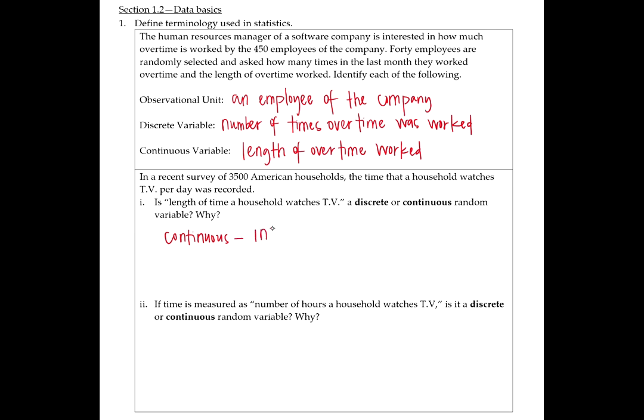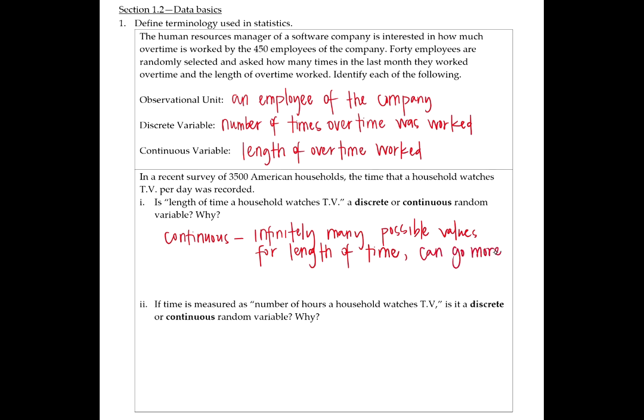There are an infinite number or infinitely many possible values for length of time. And as I explained, another way to think about this is that we can go more and more decimal places when measuring length of time.